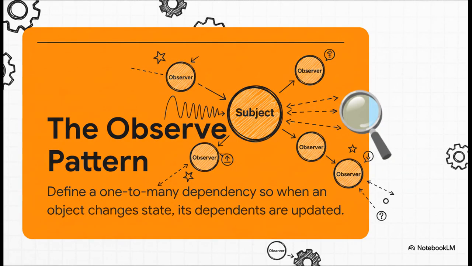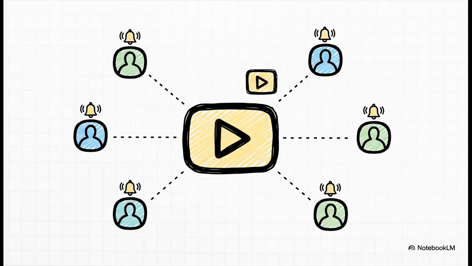Next up, let's grab a tool from the behavioral category, the observer pattern. Its main goal is to set up a one-to-many relationship. So when one central object, we call it the subject, changes its state, all of its dependents, the observers, get automatically notified and updated. The perfect analogy for this is a YouTube subscription.